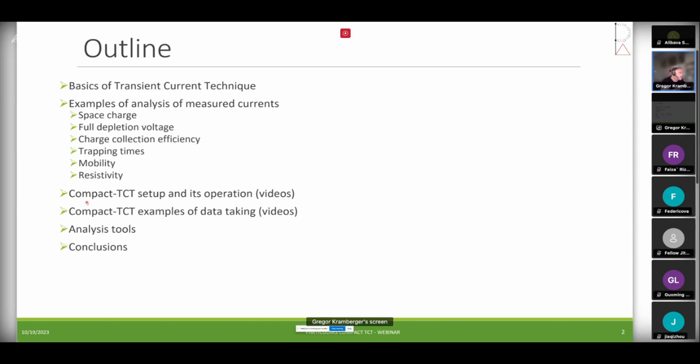The third part of the talk will be about the setup and its operation. It will consist of some videos, so we will have a look at how this is operated, and then we'll have another part of the talk which will be on examples of data taking. So again, you'll see how the curves look when they're taken, and there will be a slide on analysis tools at the end, really a single slide, and then the conclusion is actually an invitation for your questions.